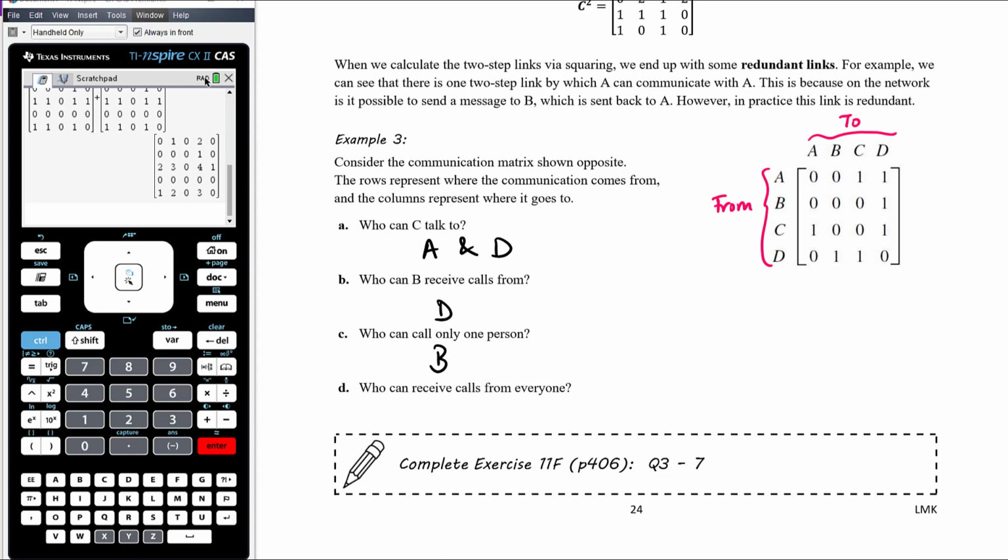Who can receive calls from everyone? Looks like person D can get calls from everyone. Obviously they can't get calls from themselves, but that's irrelevant. But they can get calls from the other 3 people in their network. So person D.